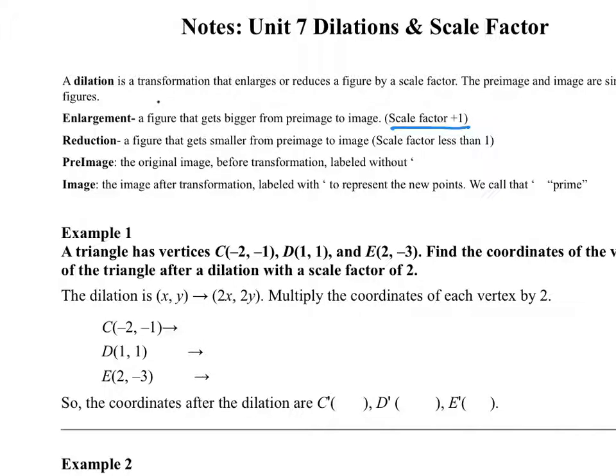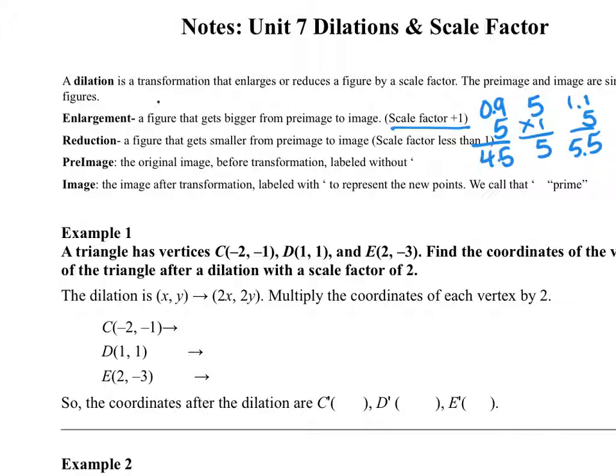So let me show you. Say 5, if I multiply by 1, I just get 5. If I multiply it by 1.1, I get 5.5. That's just a little bit bigger, right? But if I multiply it by something less than 1, for example 0.9, I get less than 5, okay? So that's a reduction. The pre-image is the original image before transformation.